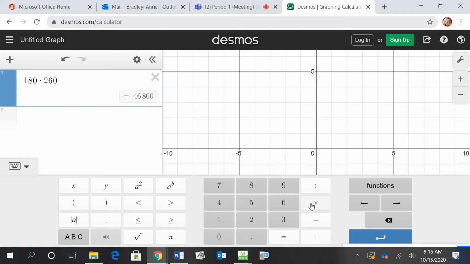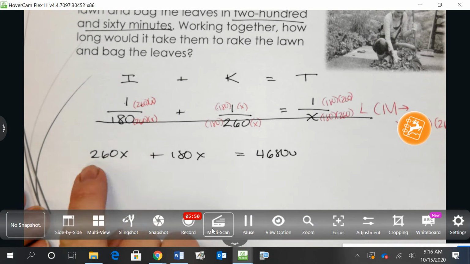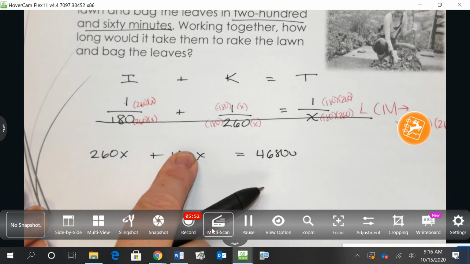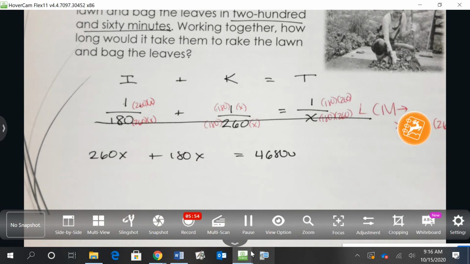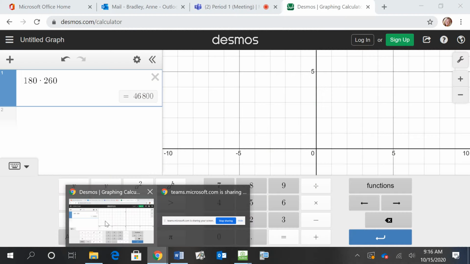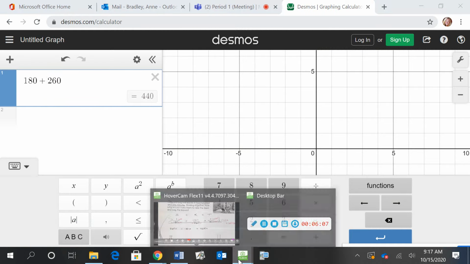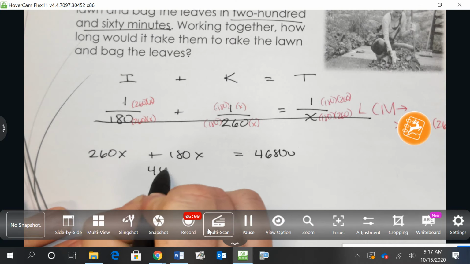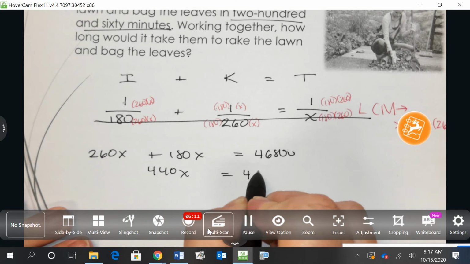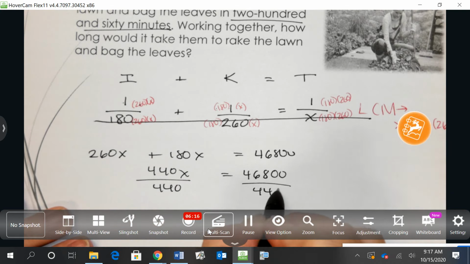And I'm going to write down this answer, 46,800. Now if I glance back here, I want to add these two together so they're like terms and then set it equal to this value. That's what I'm going to be doing next. So 260 plus 180 is 440. Coming back here again. This is 440x equals 46,800.